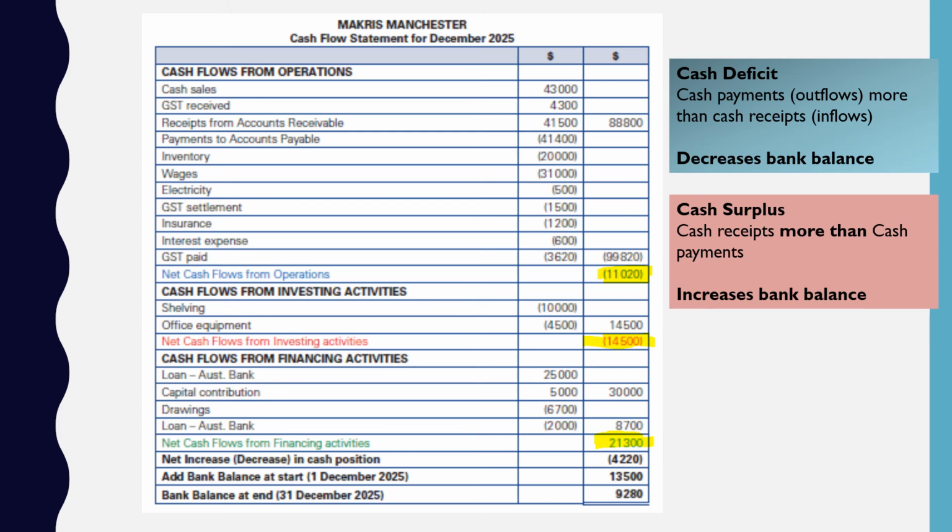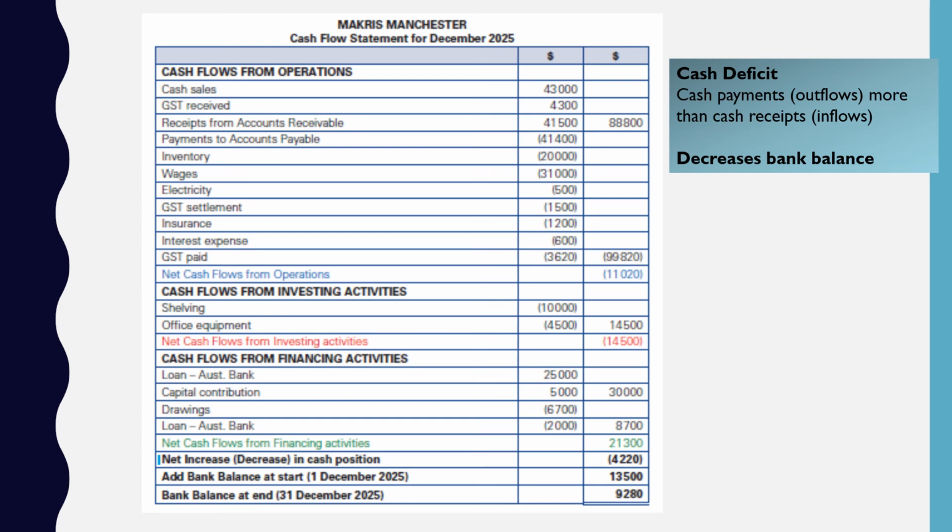So firstly, we take the net cash flows from operations, and the easiest way to do this calculation without making a careless mistake is to use negatives in the calculator for cash deficits. So we start off with a negative $11,020, and again negative $14,500, and positive $21,300. When you hit enter, you will get a negative amount of $4,220. In other words, this is a cash deficit that will give us a net decrease in cash position.